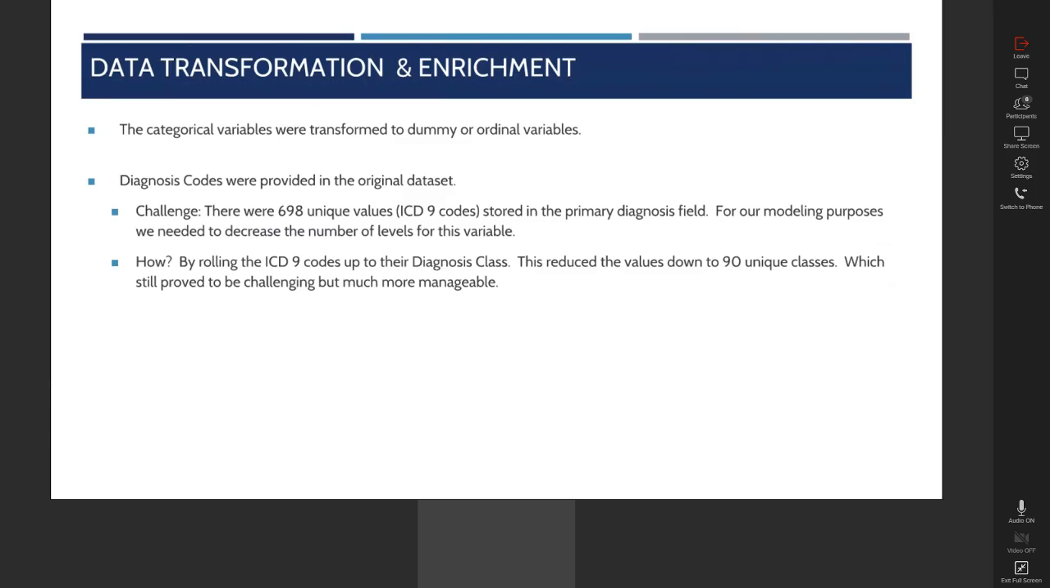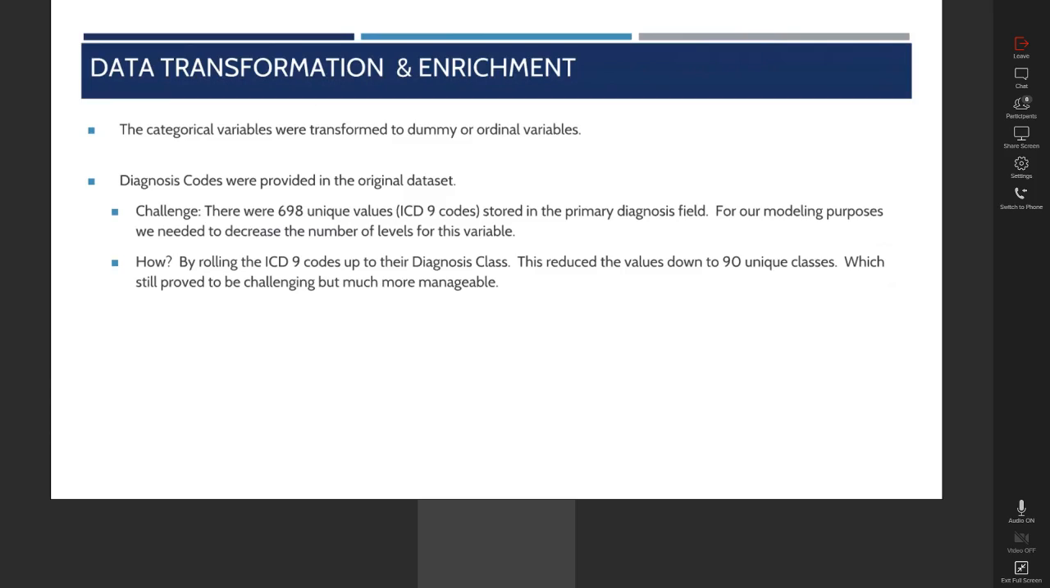And then diagnosis code. I'm not going to get into every field in the data set, but diagnosis code was one that stood out to us pretty early on in the process. We could tell that it was going to be predictive. Our challenge was that there were a lot of unique values for the diagnosis code, 698. We knew that would complicate our modeling, so we decided to roll the diagnosis code, the ICD-9 codes, up to diagnosis class.